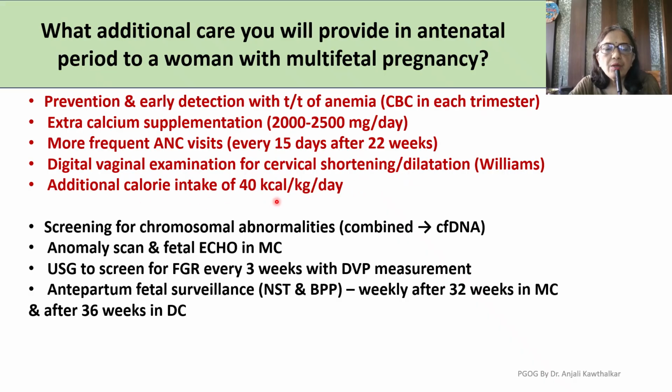Additional calorie intake of 40 kilocalories per kg per day with twin pregnancy. Screening for chromosomal abnormalities should be done, as there is increased risk of chromosomal abnormalities, and it is done initially as a combined test, or we can go as contingent test as cell-free DNA. Anomaly scan and fetal echo, especially with monochorionic pregnancy. Ultrasonography to screen for fetal growth restriction every 3 weeks with deep vertical pocket measurement. Antepartum fetal surveillance by NST, BPP weekly after 32 weeks in monochorionic, and after 36 weeks in dichorionic pregnancy.